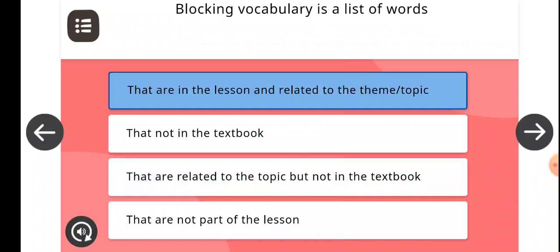Blocking vocabulary means that vocabulary is in the lesson and related to the topic, but we are not using that vocabulary. That is what we will call blocking vocabulary. They are related to the topic and they are related to the theme, they are related to the lesson. Even though they are related to all these things, we are not supposed to use that vocabulary. That vocabulary is known as the blocking vocabulary. So option A is the right answer.